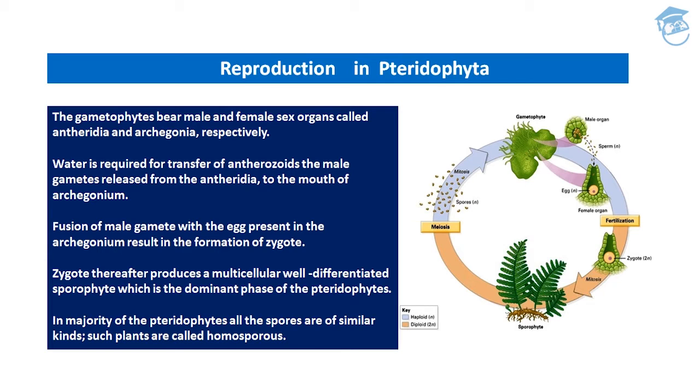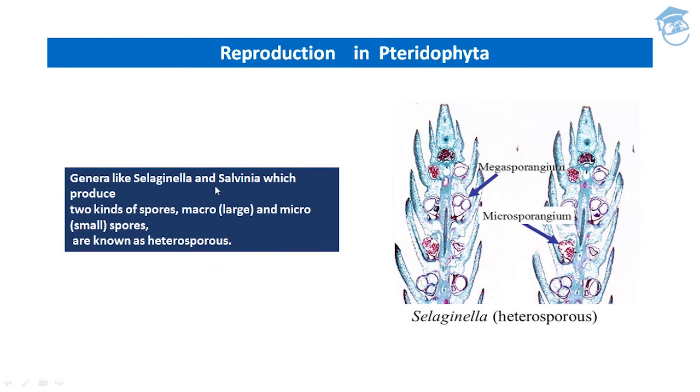And in the majority of pteridophytes, all spores are of similar kind. Such plants are called homosporous, and if they are of two types, then that is called heterosporous. Okay, I hope it is clear to you now. Now, genera like Selaginella and Salvinia, which produce two kinds of spores, macro and microspores, are known as heterosporous. As I have just shown you, this is Selaginella, which is heterosporous. That means it produces two kinds of spores, such as macro and microspores. So that's why they are called heterosporous.